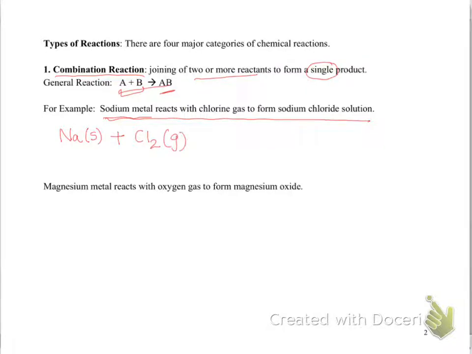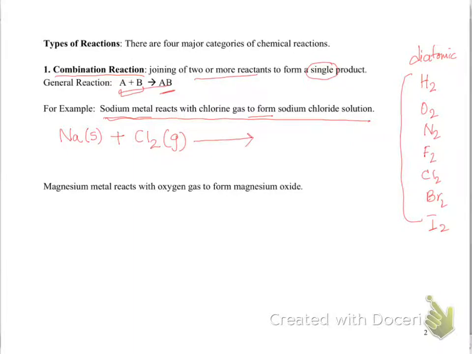So there are 7 elements that exist in diatomic form. Hydrogen does not exist as H, it exists as H2 gas. So H2, O2, N2, F2, Cl2, Br2, I2. So anytime any of these elements appear, let's say sodium metal reacts with fluorine, then you have to write down F2, because that's the way they occur in nature. To form means to produce, so you put the arrow.